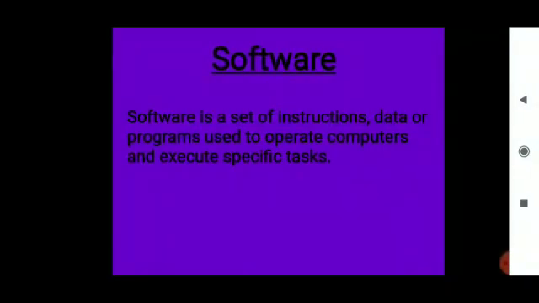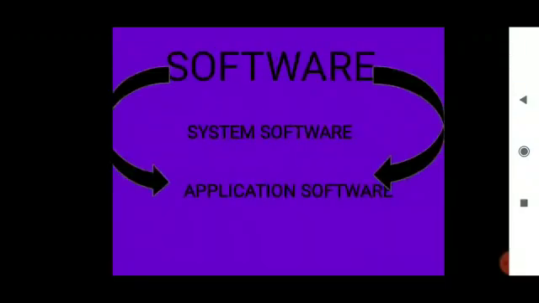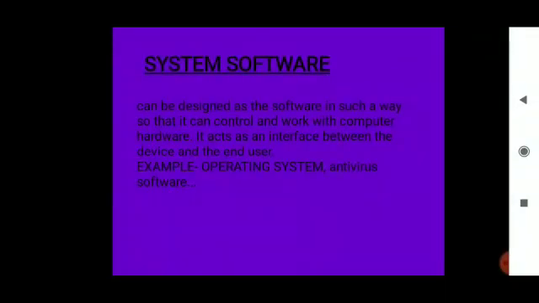What is software? As we have seen in our earlier slide also, software is a set of instructions, data or programs used to operate computers and execute a specific task. You can see the example here. Now how many parts of software are there? Two: system software and application software. What is system software? System software is designed so that it can control and work with computer hardware. It acts as an interface between the device and the end user.